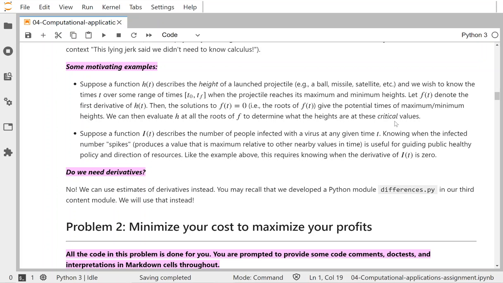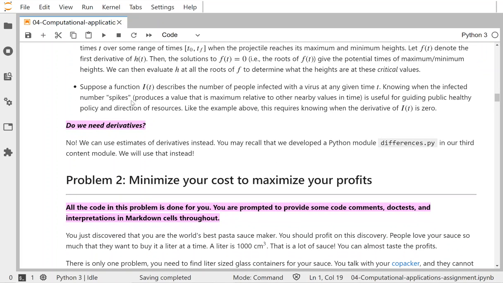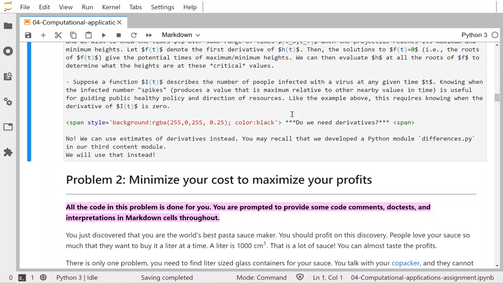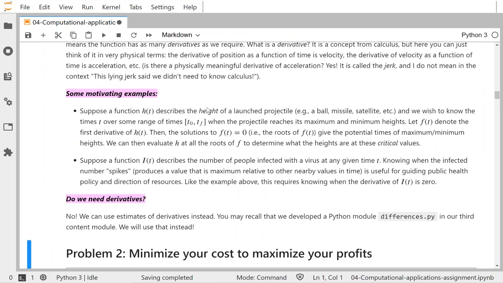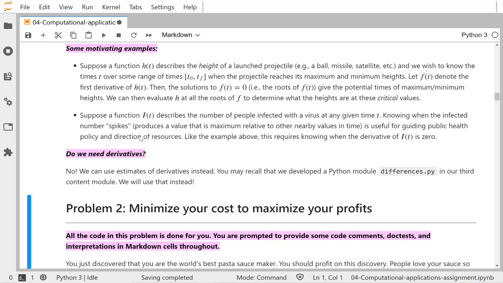Suppose a function I of t describes the number of people infected with some virus at a given time t. Knowing when the infected number spikes, meaning it produces a value that is maximum relative to other nearby values in time, is useful for guiding public health policy. Let's call that health policy. I'll fix my typo there so you'll have it fixed when I give it to you. And direction of resources. Like the example above, this requires knowing when the derivative of I of t is 0.